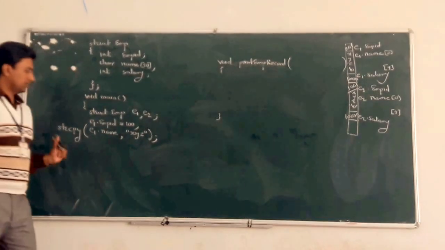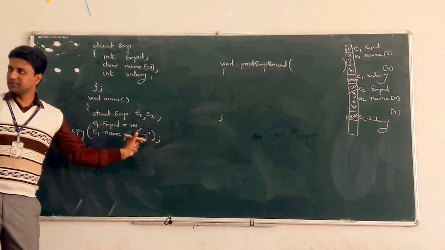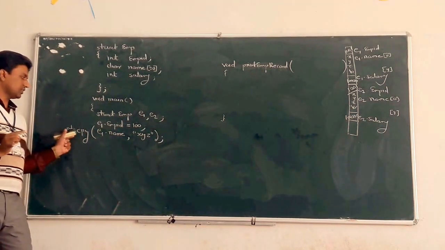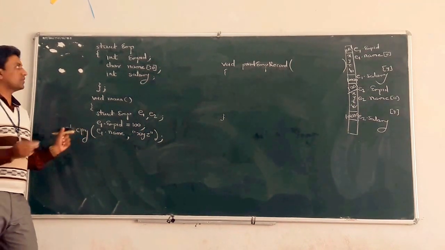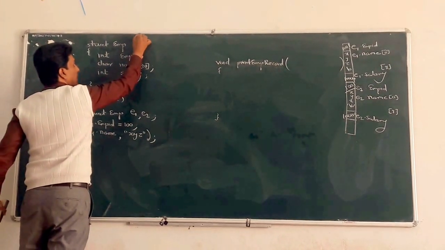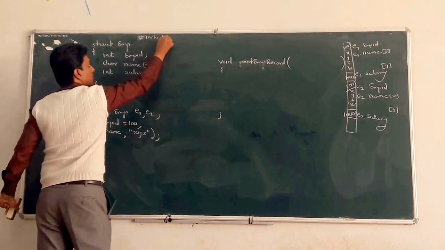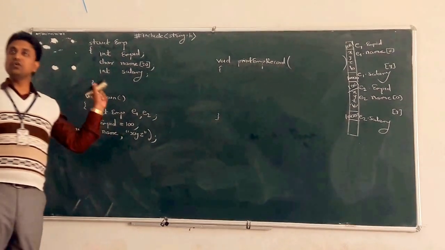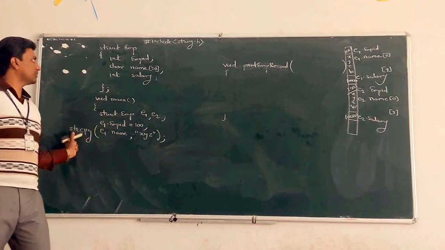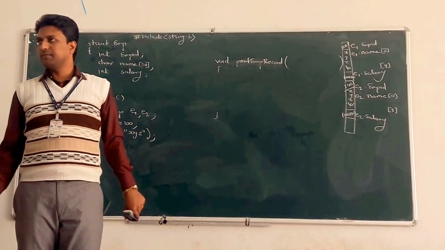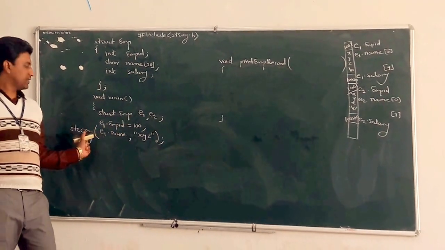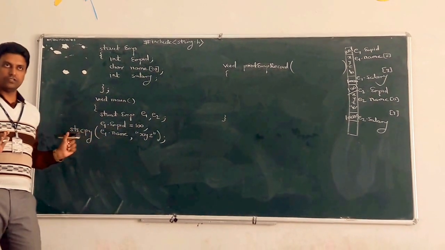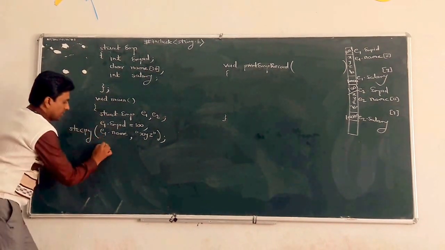So E1 dot name comma XYZ. We cannot assign one string to another string. For that there is the string copy function, and if we use it, what do we require? Hash include string dot h. We have to include the string dot h header file because the string copy function's definition is available in it, so you must include it. Understood?